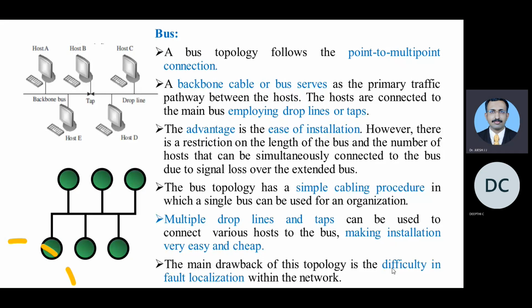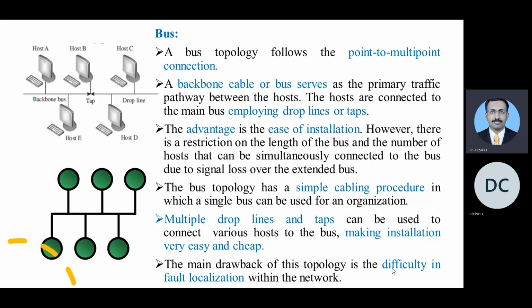What is the advantage? It is easy to install. You are just laying down the bus and you can connect whatever nodes you want, and they will be interconnected with the help of the bus. The bus topology has a single cabling procedure, and you have multiple drop lines and taps that can be connected. For example, if this link breaks, there is still nothing that is going to impact here. So this is also not bad.